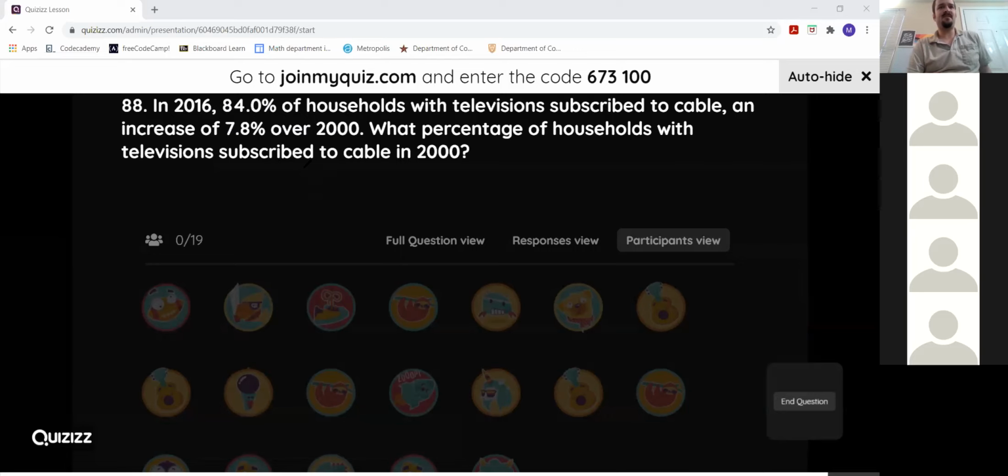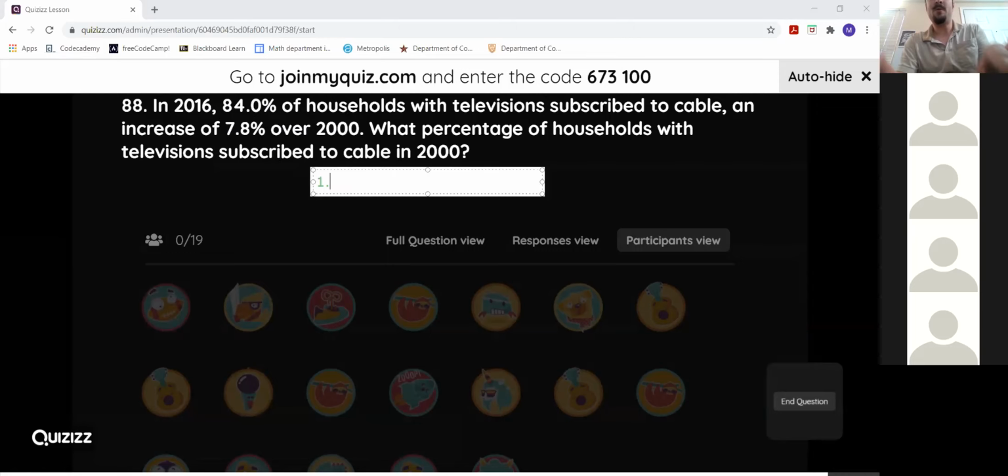So it's an increase of 7.8%. So if it's an increase of 7.8%, we've done this enough. Let's go ahead and do it. 1.078 is the number that I'm multiplying by. It's 7.8% more. It is 107.8% of. 107.8% of what? I don't know. It's the 2000 percentage. So this one is percentages of percentages. And this is going to give us the 84% that we see over there. So the solution that we should get should be a percentage.